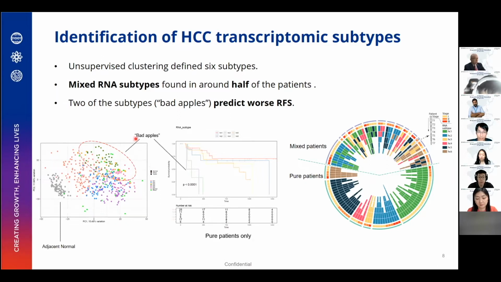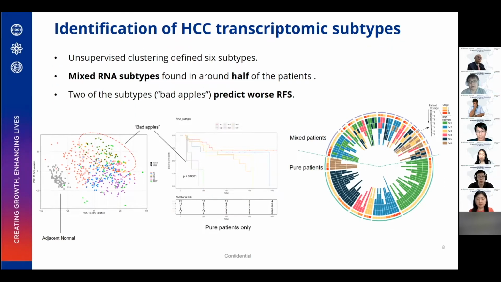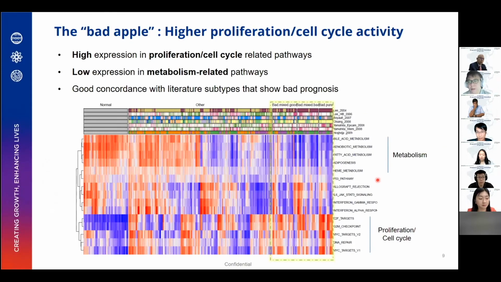And now we call them bad apple subtypes, and I will explain more later on why we call them bad apple. The next question is, we want to understand what is so special about these 2 subtypes, what are the pathways that have changed in them. So we perform a pathway analysis. The frame here shows the bad apple subtypes, and we see that they show lower expression in metabolism related pathways, but a higher expression level of proliferation or cell cycle related pathways, which indicates why they are more aggressive and tend to show bad prognosis.